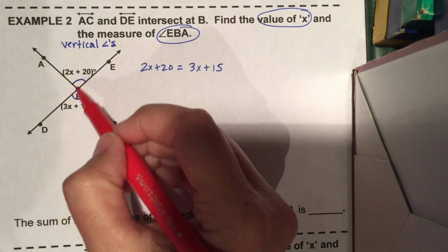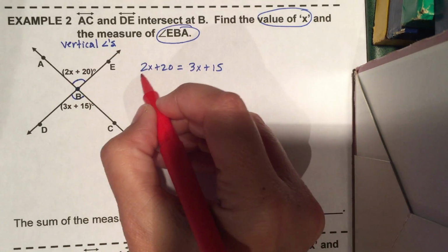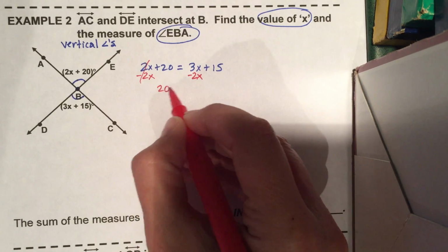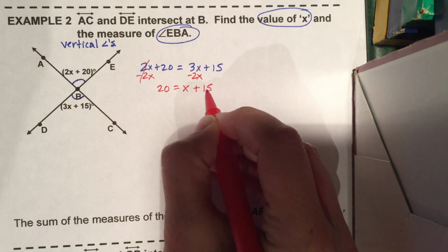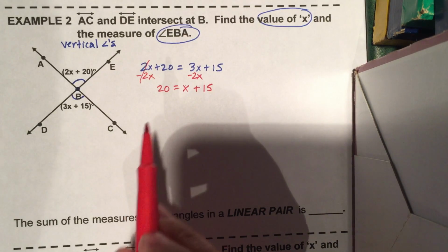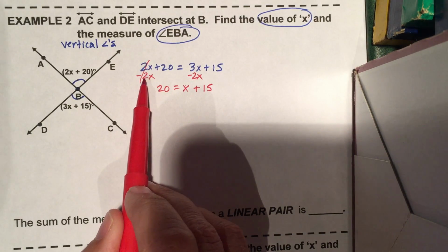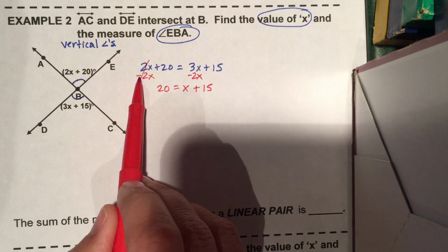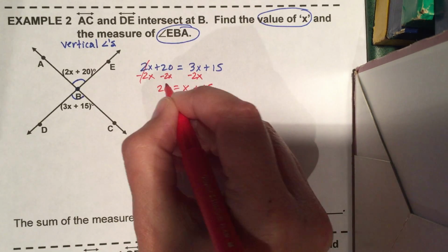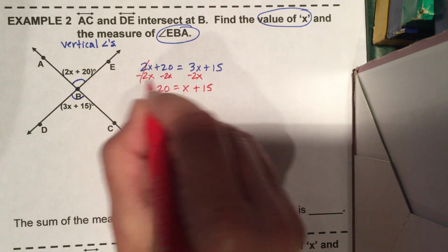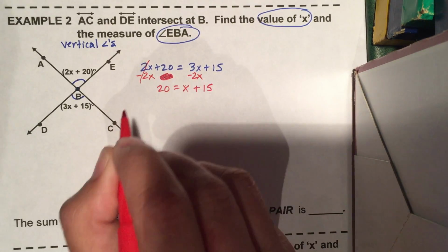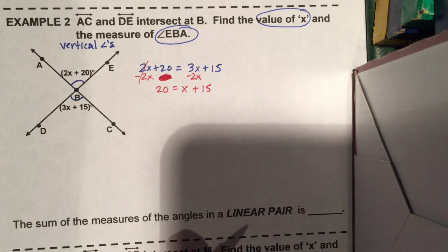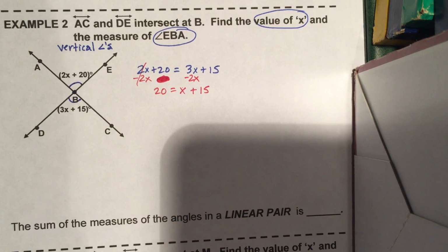So I know that the two angles have to be equal. So I'm going to subtract the 2x from both sides. So I'm left with 20 equals x plus 15. And remember, we ran into this on the test I saw. Don't subtract it more than once or add it more than once to each side. Some of you subtracted 2x here, and then did minus 2x here, and now you're subtracting 4x instead of 2x. You only subtract the value once from each side or add the value once from each side. So make sure you don't repeat the operations.